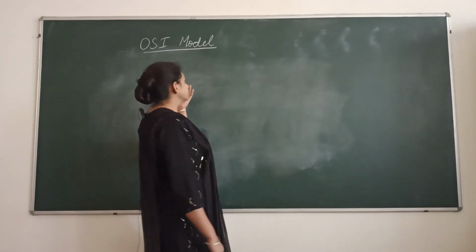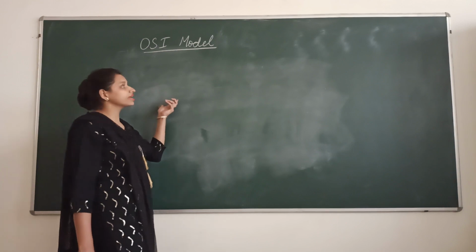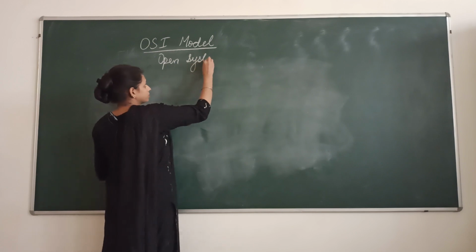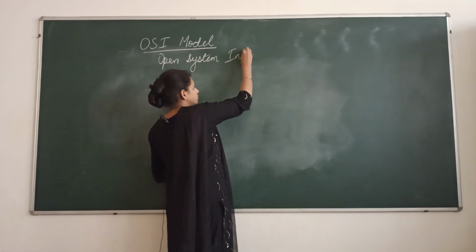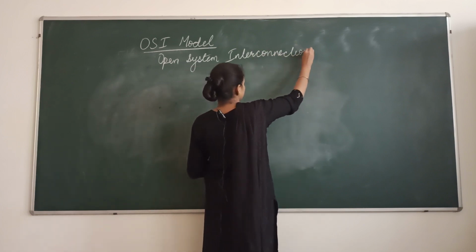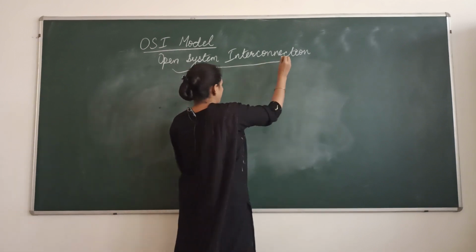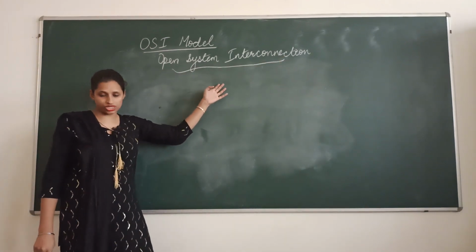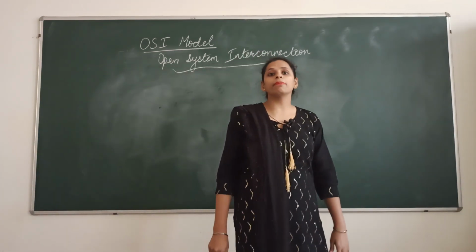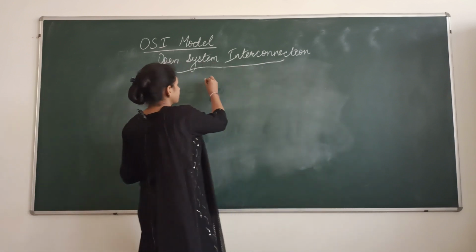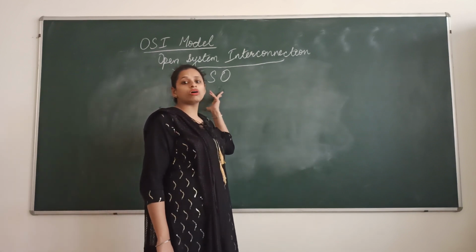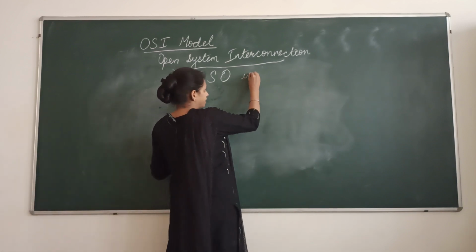So, first of all, what is OSI model? OSI is Open System Interconnection. OSI stands for Open System Interconnection. It is a model which is developed by Standard Organization, that is ISO, International Organization of Standardization, in 1984.